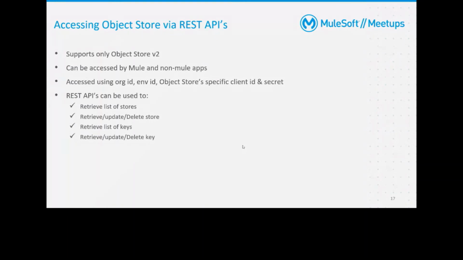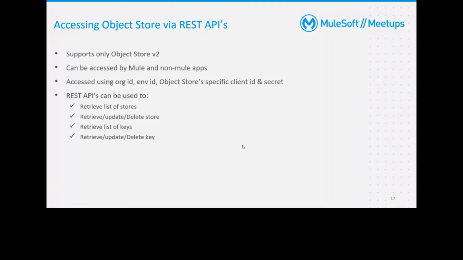So how is it accessed? Using the org ID, env ID, and the object store specific client ID and client secret. And REST APIs can be used the same way we store and retrieve. Maybe in the demo I will show you the functionality that we have. We can store the data, retrieve the data, delete, retrieve keys, and update. All this can be achieved using REST APIs in this case.